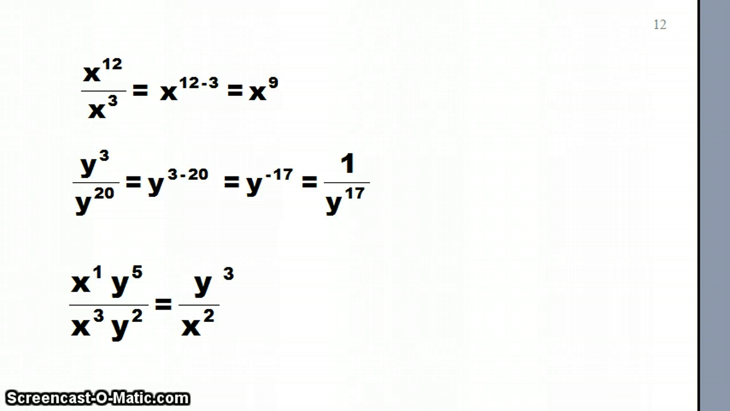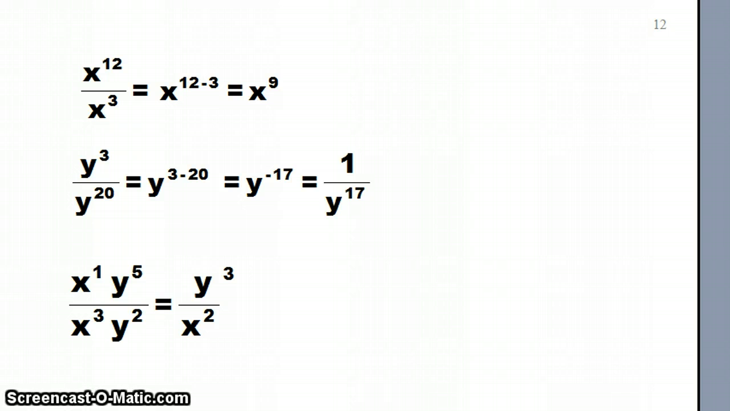The third example here is we have x's and y's, combinations of them. So we work entirely with the x's, and then we work with the y's. So we have here x to the first over x to the third. So we would have x to the 1 minus 3, or x to the negative 2. If we write our answer with only positive exponents, we would have the x to the second on the bottom. The y's, we have y to the 5th divided by y to the second. We have 5 minus 2 gives us 3, so those y's would be on top.